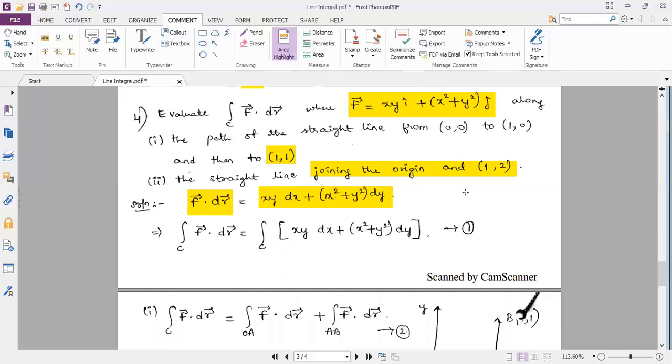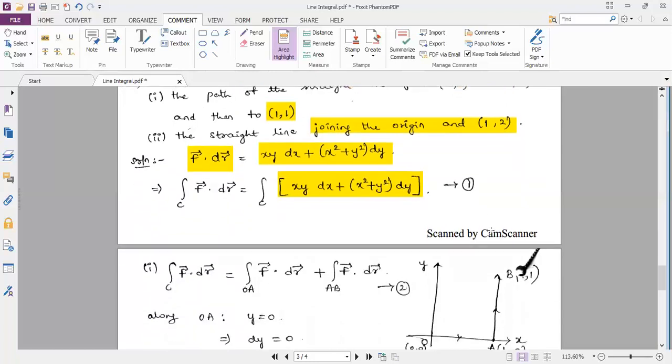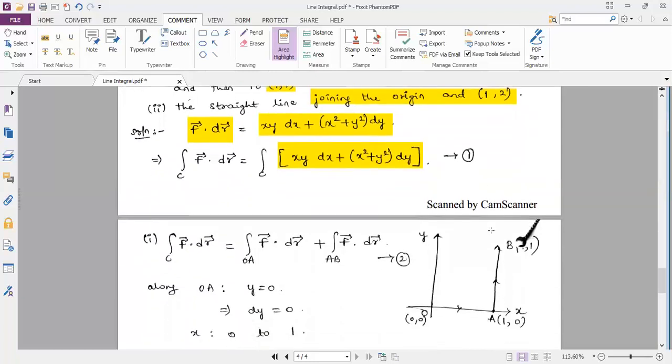There is no z component existing here. So the integral over C of F dot dr will be the integral over C of this entire expression, xy dx plus x square plus y square dy. Let us denote this by equation 1. Now the first subcase we'll be dealing with.